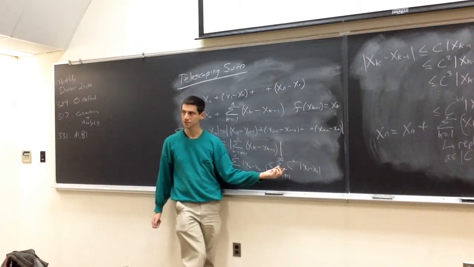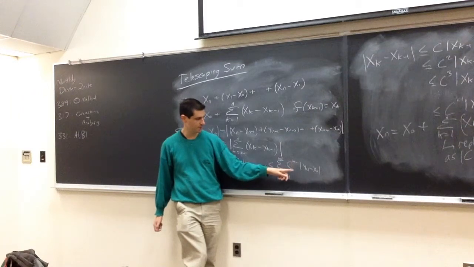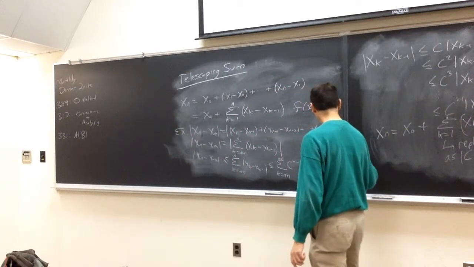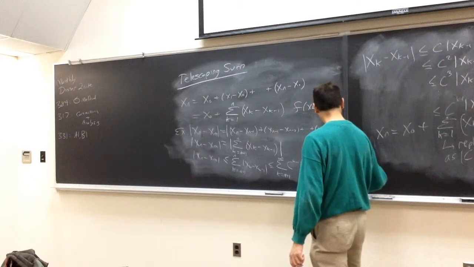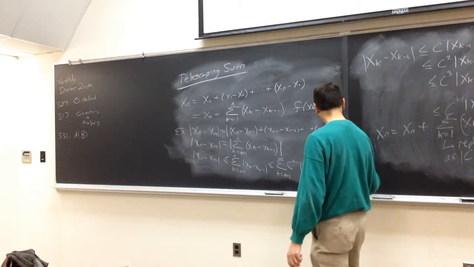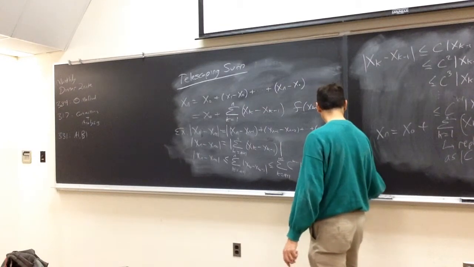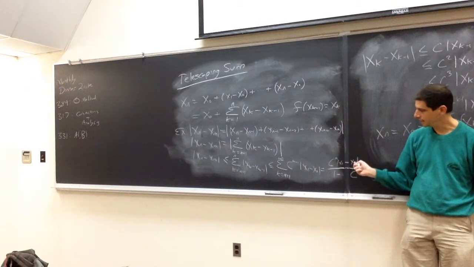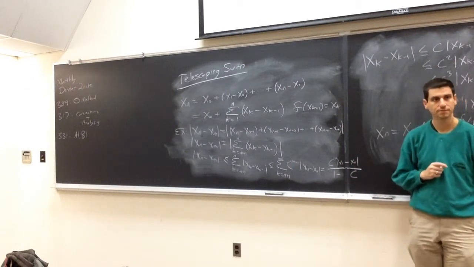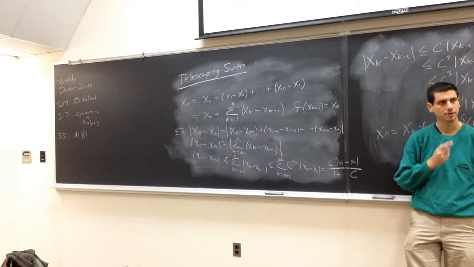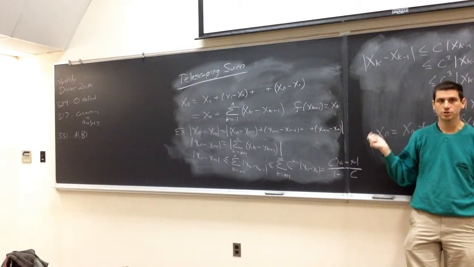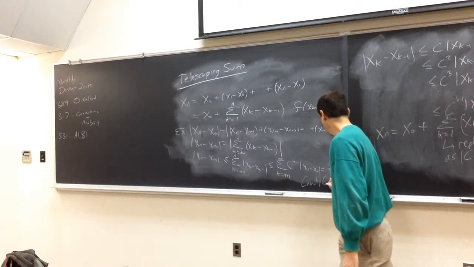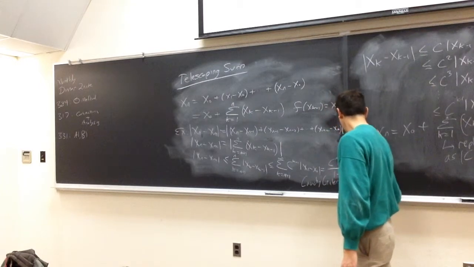And now I have this sum over c. And so I'm going to basically get, by the infinite geometric series formula, c to the m times |x_1 minus x_0| over 1 minus c. And what is this going to go to as m goes to infinity? It'll go to 0. So the Cauchy criterion is satisfied.